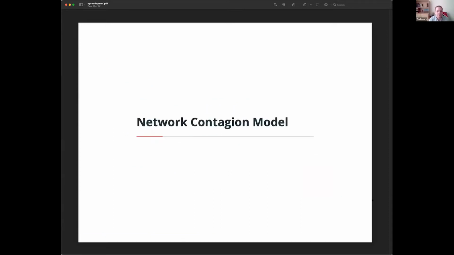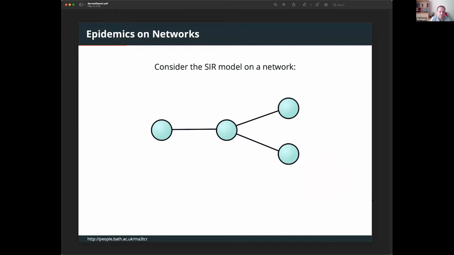So for the model, we need a simplified model to explore these questions of network contagion. The model I'm going to use is the SIR model of an epidemic. SIR, as I'm sure you're all aware by now, stands for susceptible, infective, and recovered. So here's a tiny little piece of a network. The dots are going to be people, and the lines between the dots represent possible contagious contacts.